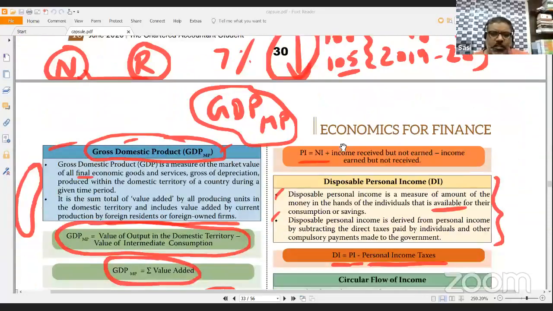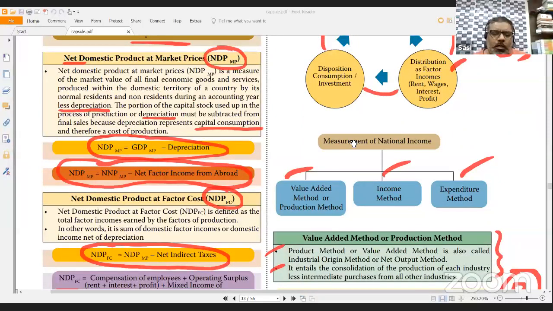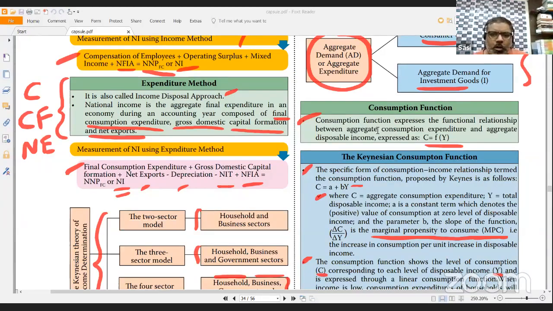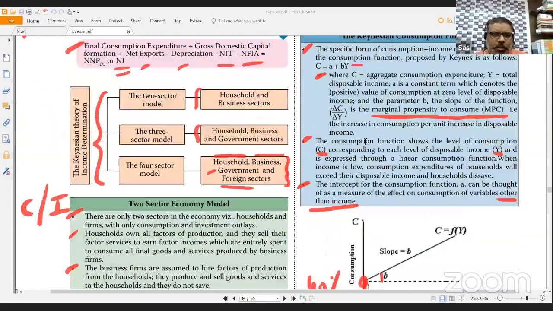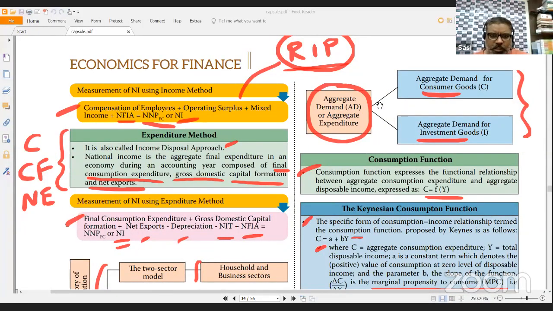Starting from, let us say, gross domestic product, gross national product, then net domestic product, net national product. All these things can be computed even at market prices and factor cost. Also, they can be expressed at current prices or constant prices. The computations of them are very important. Problems can also be expected in the examination. In the earlier exams, certain problems were also asked from that computation or determination of national income related topics.